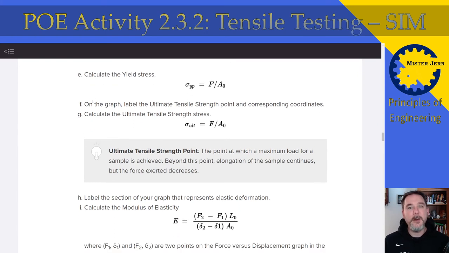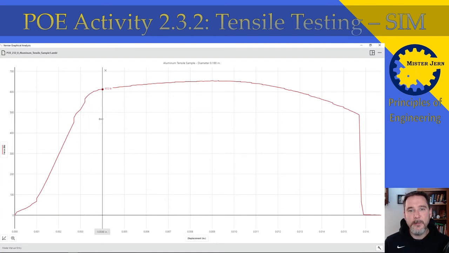Letter F is on the graph again, so we're kind of bouncing back and forth. Label the ultimate tensile strength point and the corresponding coordinates. Remember, the ultimate tensile strength is the point at which no more force can be applied. That's the most force it can take, or in our case, the most stress it can take. Force and stress are both fine to use here. So you decide where is the maximum amount of force that this thing was able to take before it started going back downhill again.